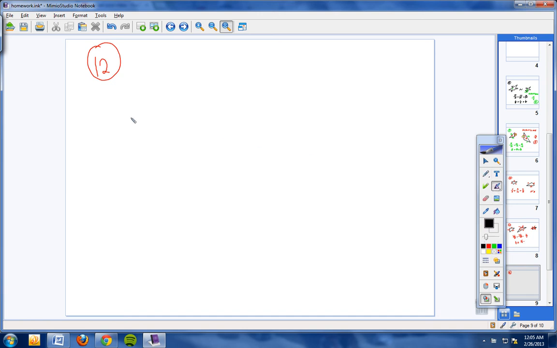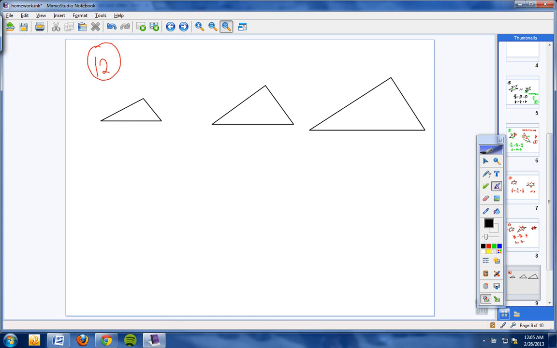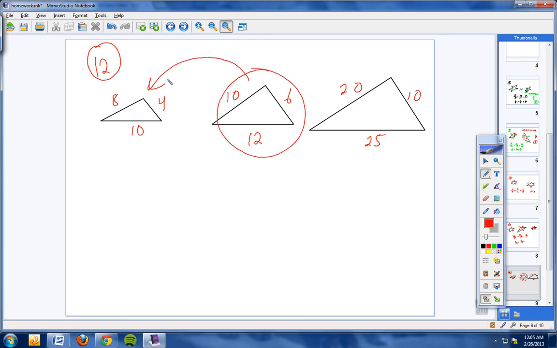We've got a small triangle that looks like this, and then one that's a little bigger, and then one that's a lot bigger. And let's label our sides quickly. We have a 4, 8, and a 10, so 4, 8, 10. And we have a 6, 10, and 12, so 6, 10, and 12. And we have 10, 20, and 25, so 10, 20, 25. Okay, let's first of all compare this triangle with this triangle and see if they're similar.